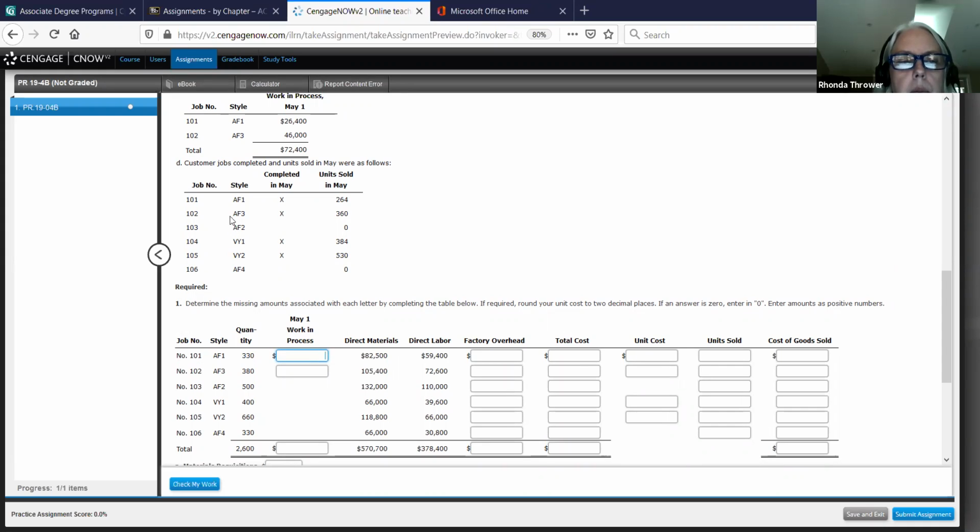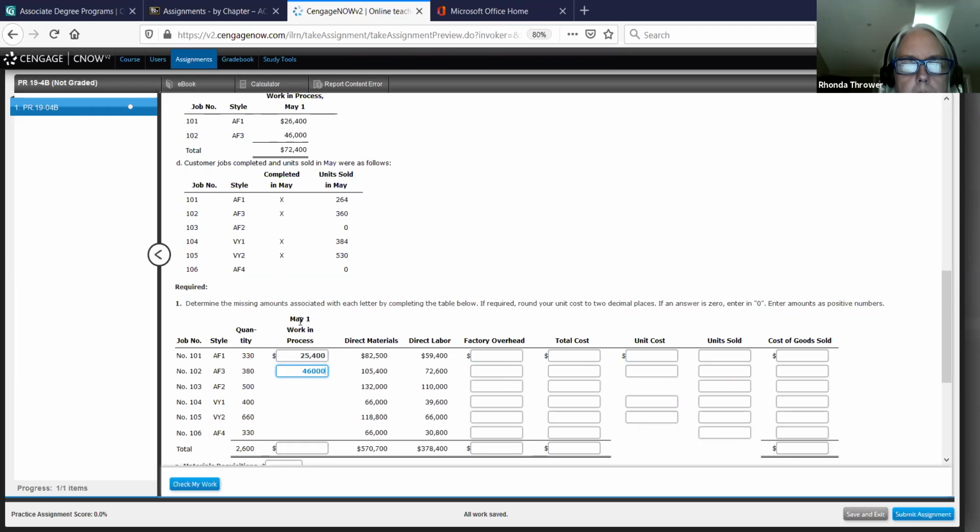So for job number 101, I'm simply copying the work in process that was given to us from the information above. So 26,400 is the dollar amount of the work in process that was the beginning work in process for job number 101. For job number 102, the work in process beginning amount was 46,000. Again, this is just copied from this information here.